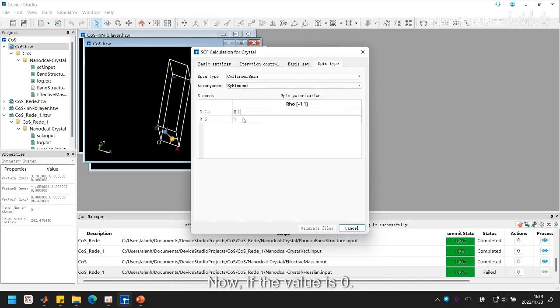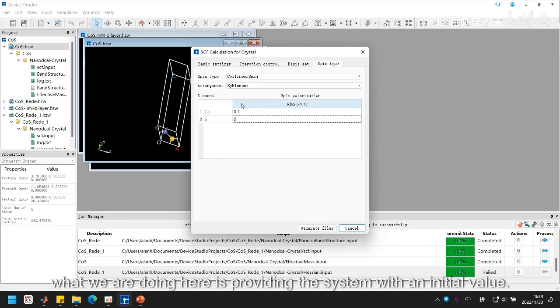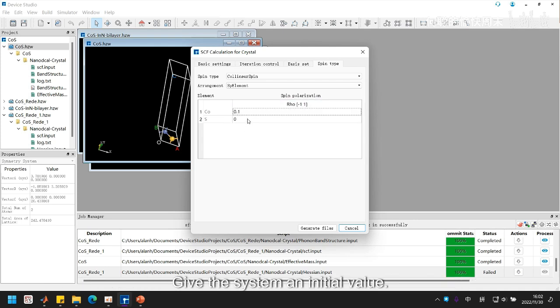Now, if the value is 0.1, it relates to the previously reported location. 0.1. Following this, we have the string words. In the absence of this magnetic atom, we can assign it a value of 0. Essentially, what we are doing here is providing the system with an initial value. Give the system an initial value.